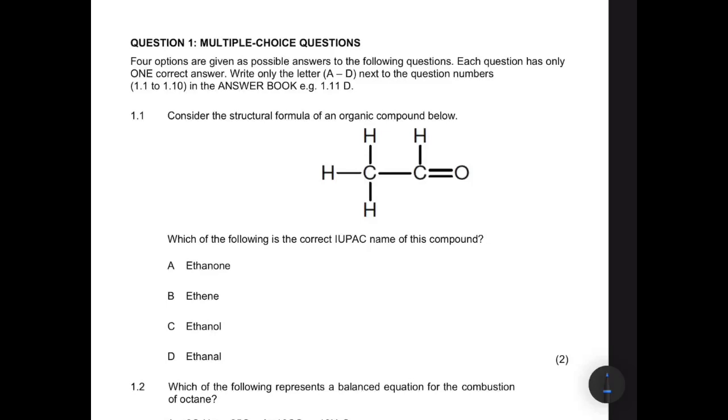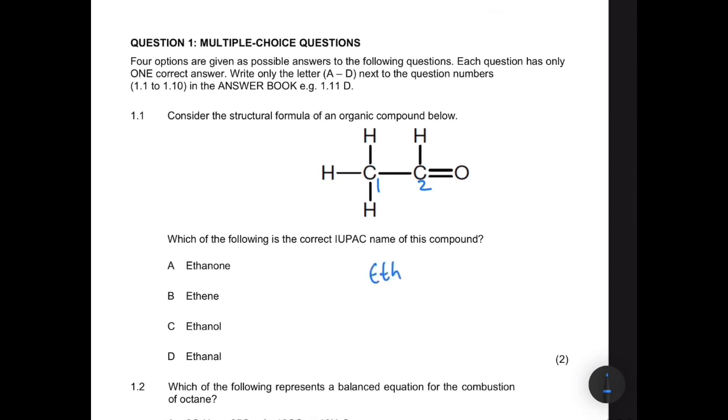So instead of looking at the options, let's try and name this organic compound ourselves, right? And then we'll just compare our solution to the options we have. So how many carbons do we have? We have 1, 2, clearly. So we know fully well that the name is supposed to start with eth, right?